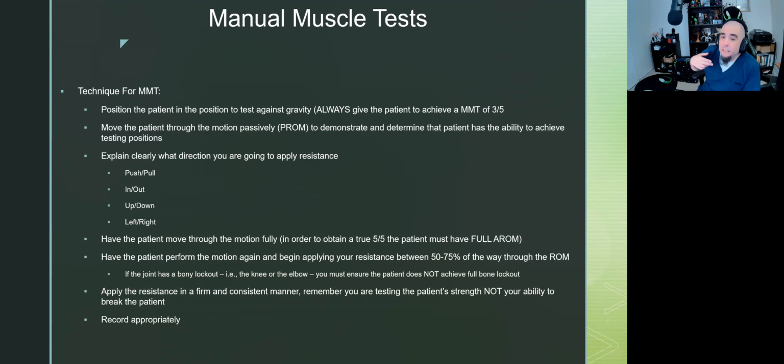And then clearly tell them what direction to apply force. Push or pull, in or out, up or down, left or right. Be very specific with your directions and try to use single word commands. So maybe say, I want you to pull your arm up. I'm going to push you down. Don't let me. Those are very simple commands that a patient can understand.